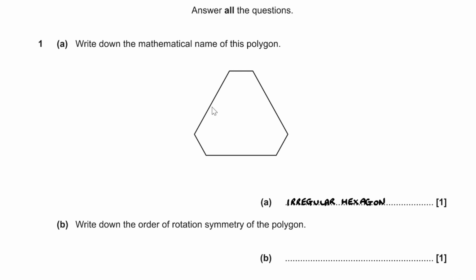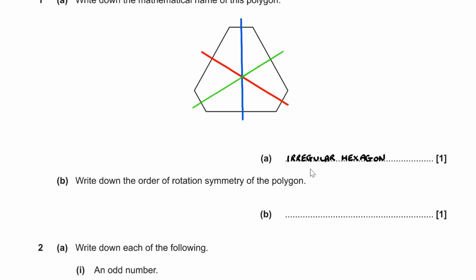the polygon. Well, if we draw the lines of symmetry, we have one around here, we have another one around here, and we have another one around here. And therefore, what you can see then is we have a rotation order of 3.